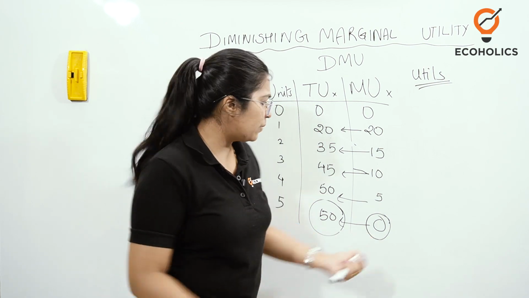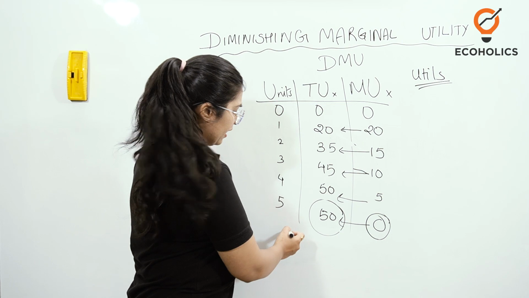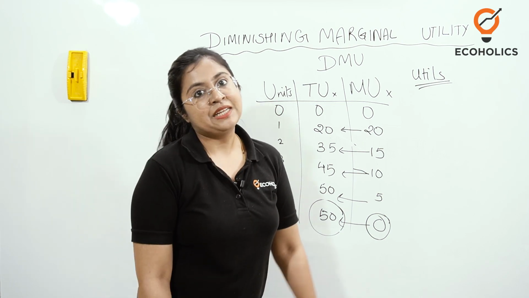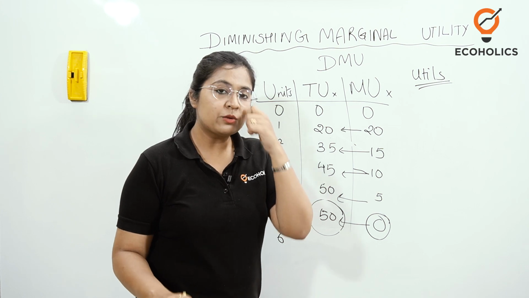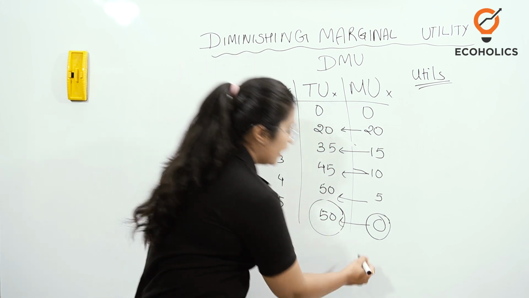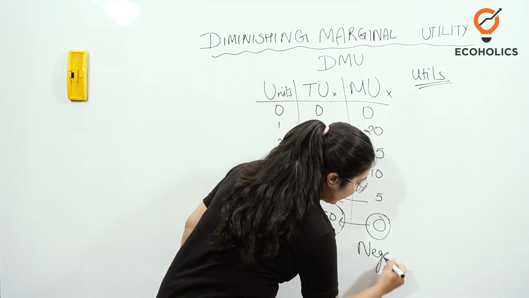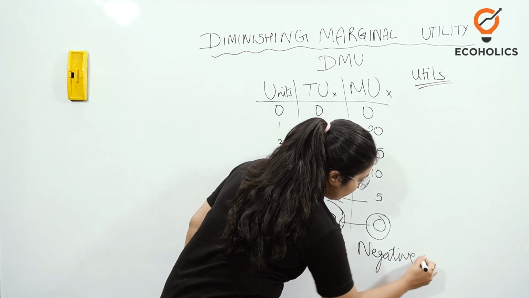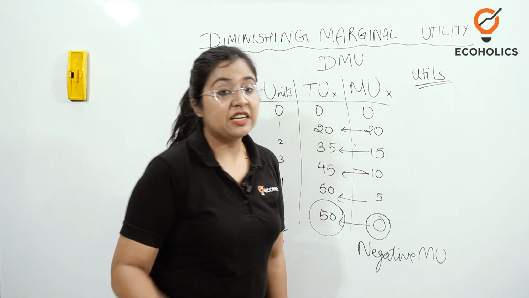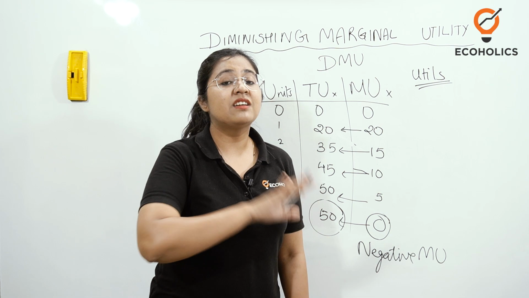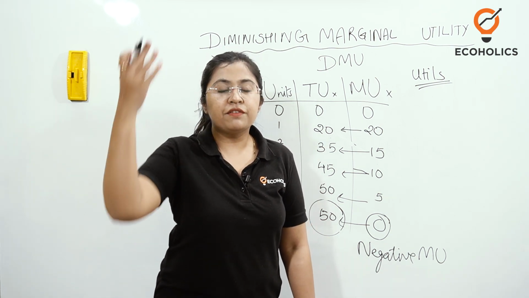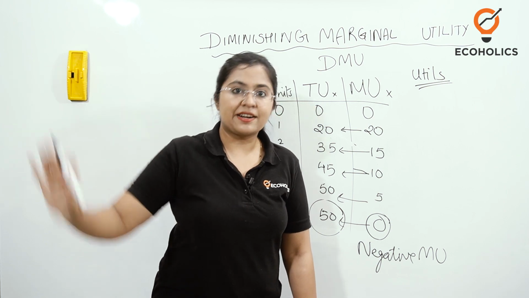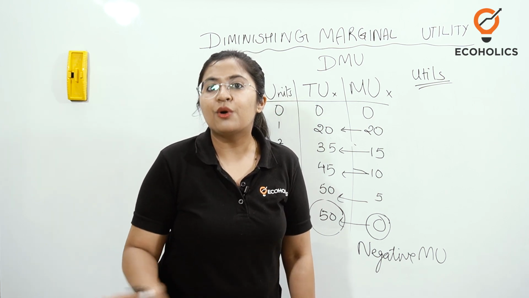Now what happens when you also eat another, let's say a 6th unit? If you eat the 6th unit, definitely you are going to receive negative marginal utility. The utility is going to turn into a disutility, because now it's far beyond your satisfaction level, something that you really do not want.